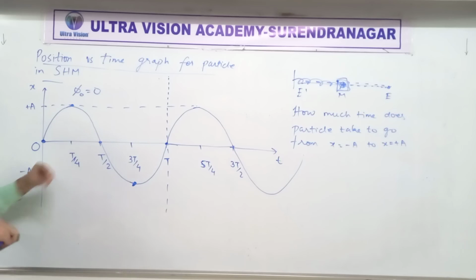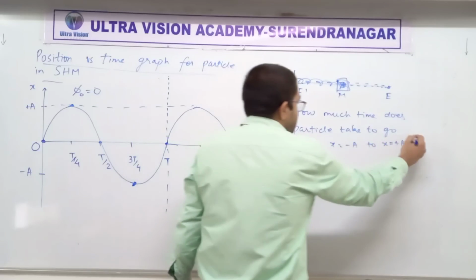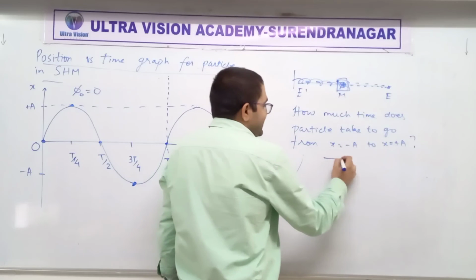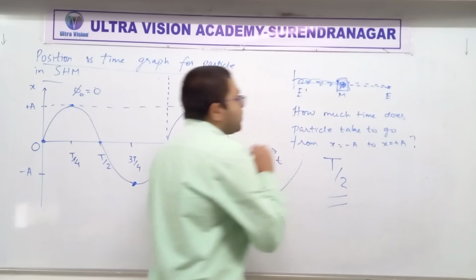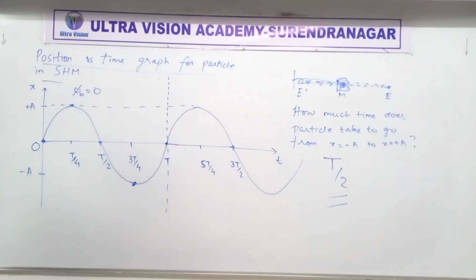Okay, fine, yeah. So the correct answer to this question is T by 2. The correct answer to this question is T by 2, not T. Many of you gave the T by 2 answer, very good. Others, let me just explain.